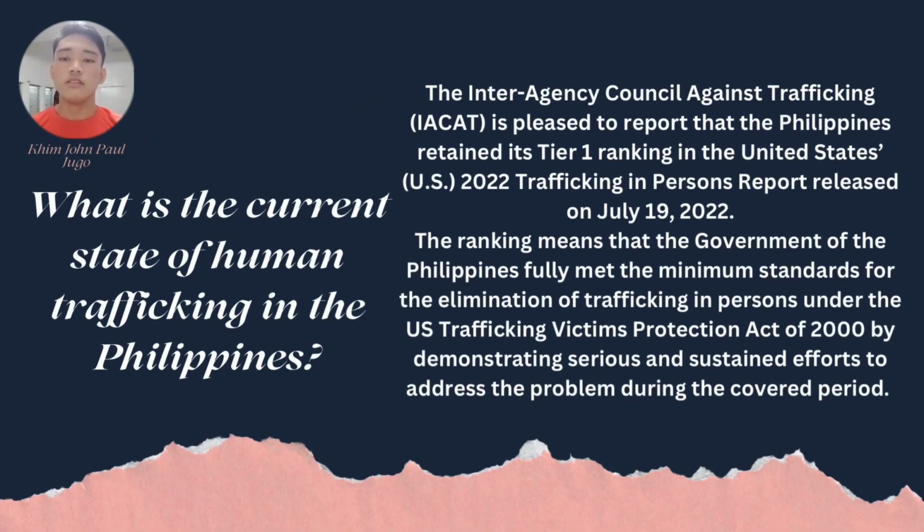The Interagency Council Against Trafficking, or IACAT, is pleased to report that the Philippines retained its Tier 1 ranking in the US 2022 Trafficking in Persons Report released on July 19, 2022. The ranking means that the government of the Philippines fully met the minimum standards for the elimination of trafficking in persons under the U.S. Trafficking Victims Protection Act of 2000 by demonstrating serious and sustained efforts to address the problem during the covered period.